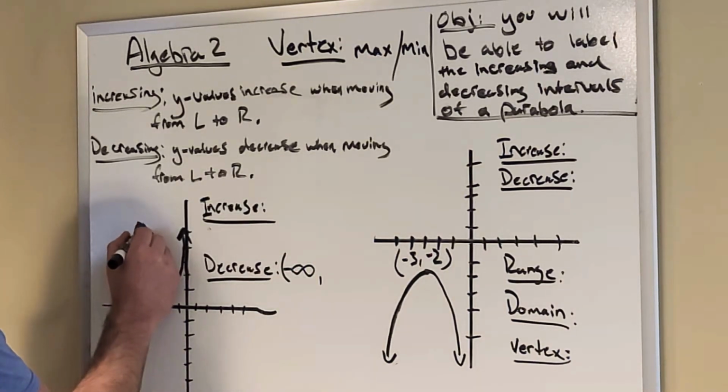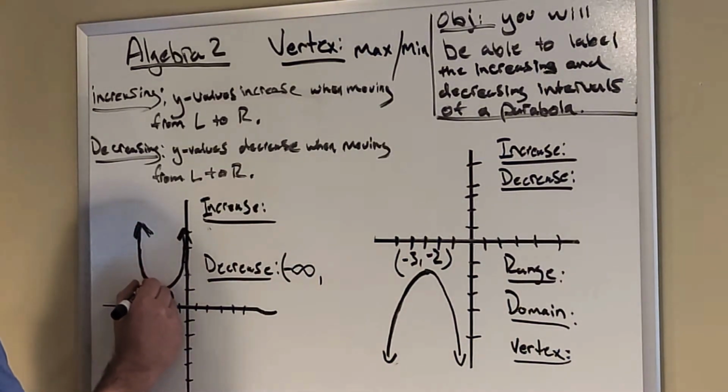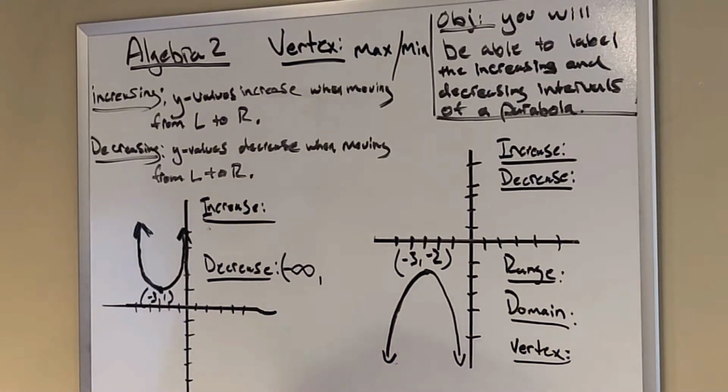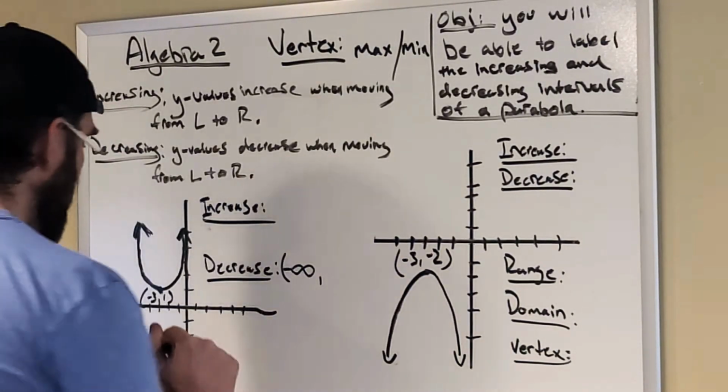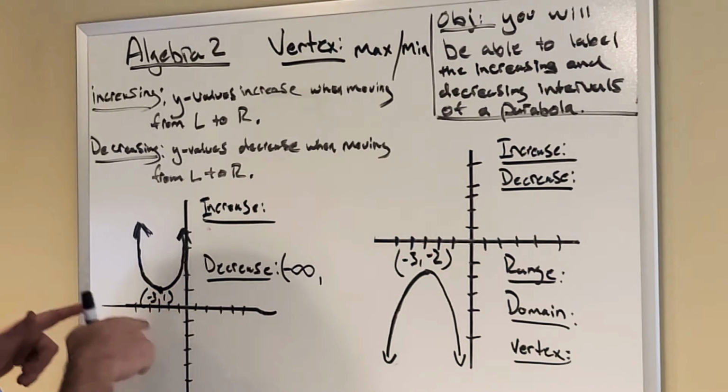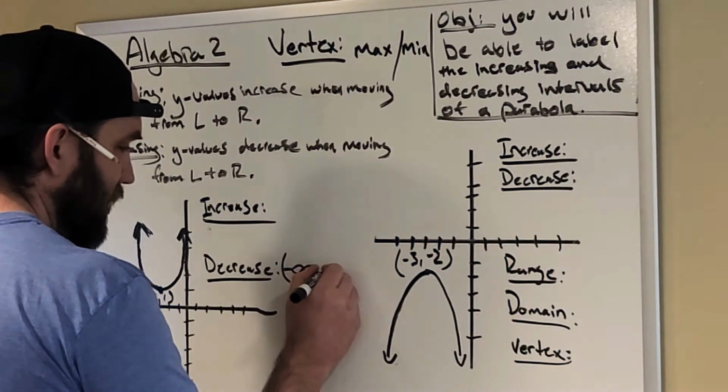And then where do I stop decreasing? I stop decreasing right there, right at the vertex. And what is my x value? Because I'm solely focused on my x values. What is the x value of this vertex? It's negative 3.